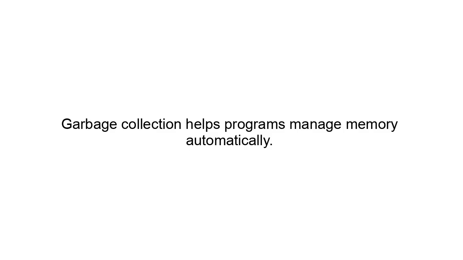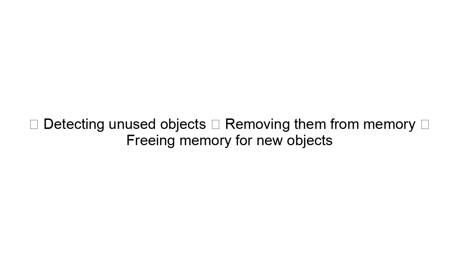Garbage collection helps programs manage memory automatically. It works by ✓ detecting unused objects, ✓ removing them from memory, ✓ freeing memory for new objects. Without garbage collection, programs may suffer from memory leaks and instability. With garbage collection, programs become more reliable and easier to develop.